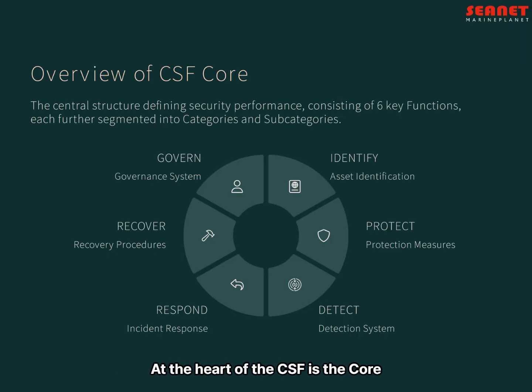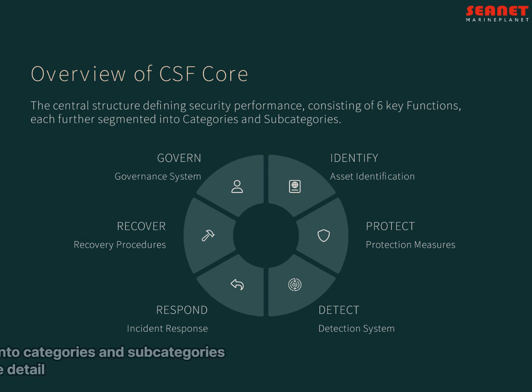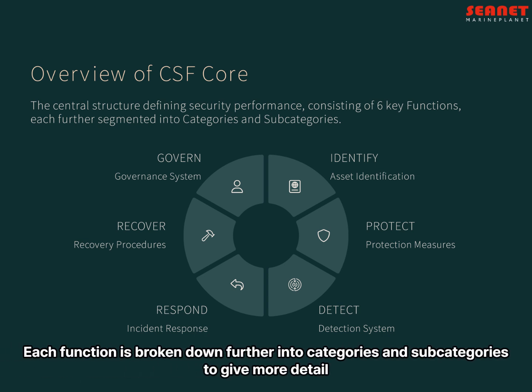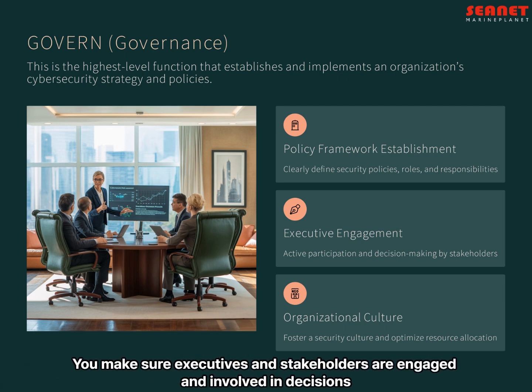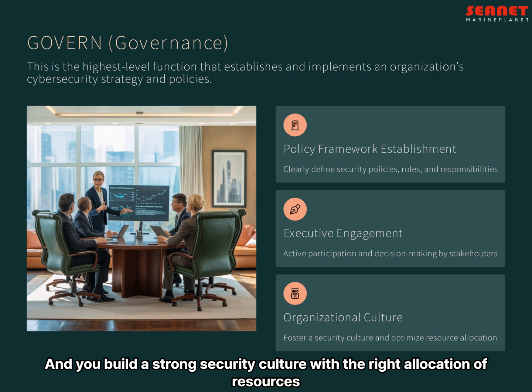At the heart of the CSF is the core. It defines what good cybersecurity outcomes look like. It's organized into 6 functions: govern, identify, protect, detect, respond, and recover. Each function is broken down further into categories and subcategories to give more detail. Govern is about setting the direction. You create clear security policies, roles, and responsibilities. You make sure executives and stakeholders are engaged and involved in decisions, and you build a strong security culture with the right allocation of resources.